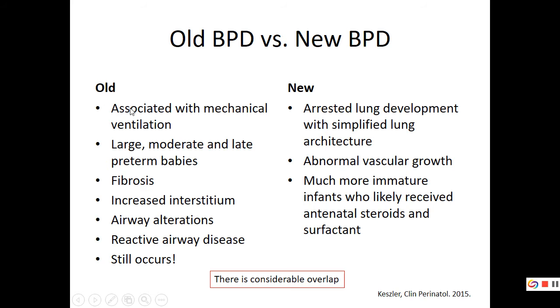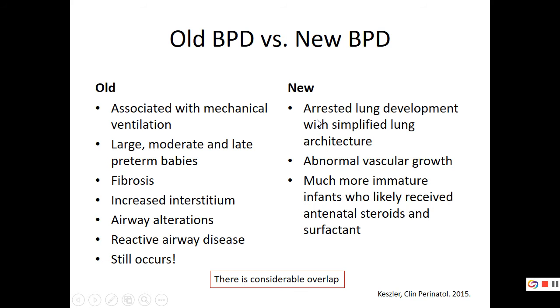But in the olden days, in the 60s, 70s, and 80s, it was associated with mechanical ventilation. They were large, moderate, and late preterm babies. The lung had a lot of fibrosis, increased interstitium, like I showed you on that very first slide, alterations in the airways. There were components of reactive airway disease. And this type of BPD does still occur, so you will still see this in some of our patients.